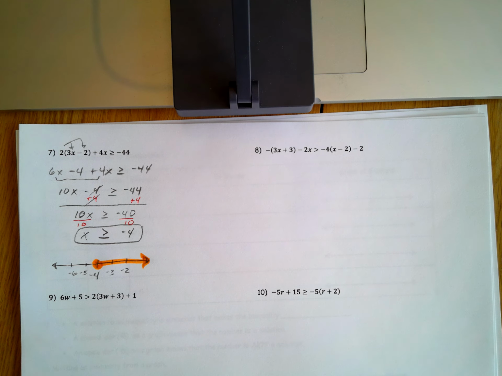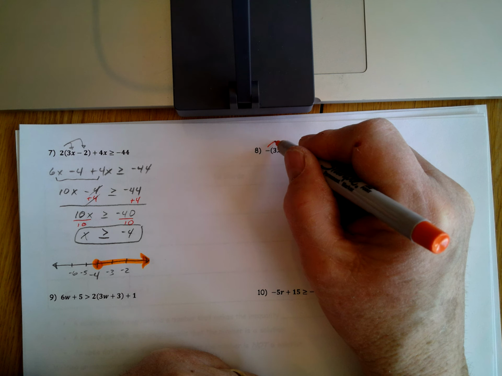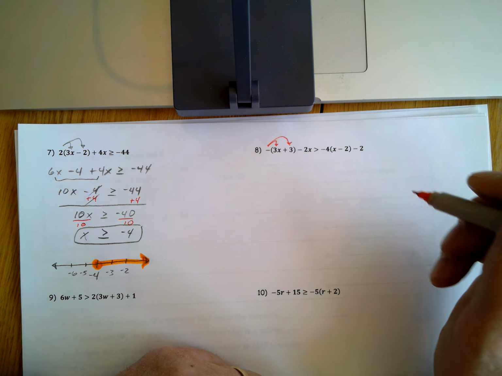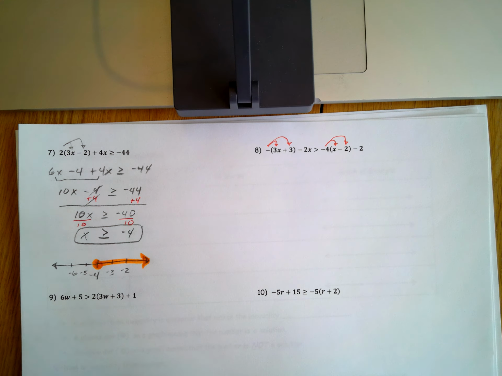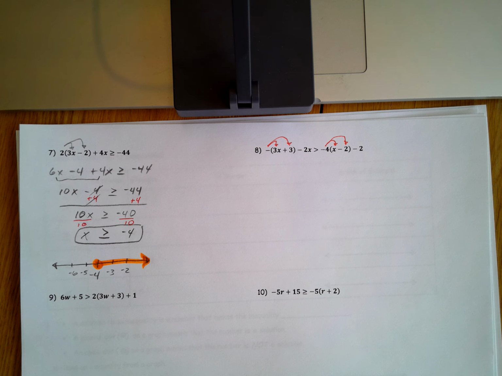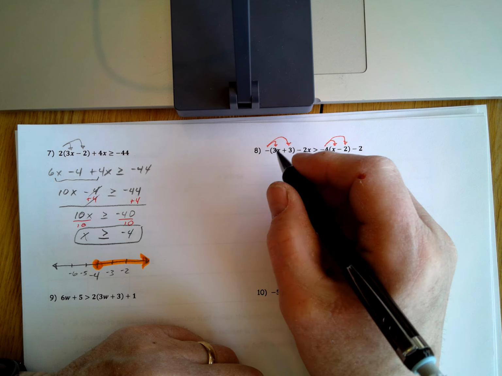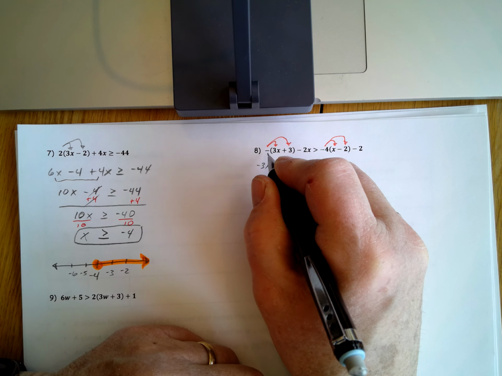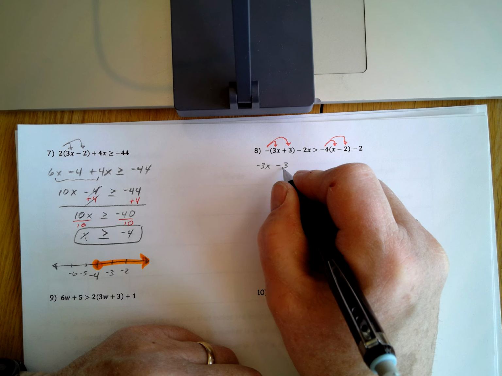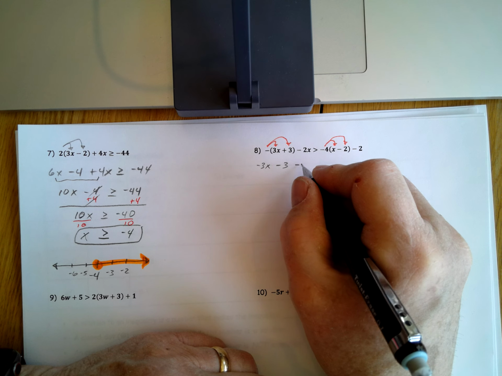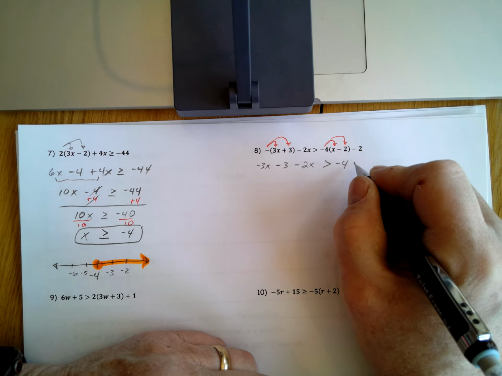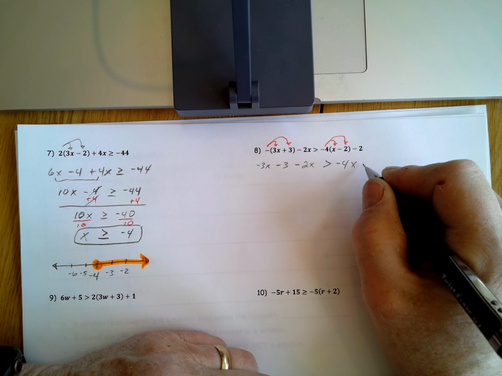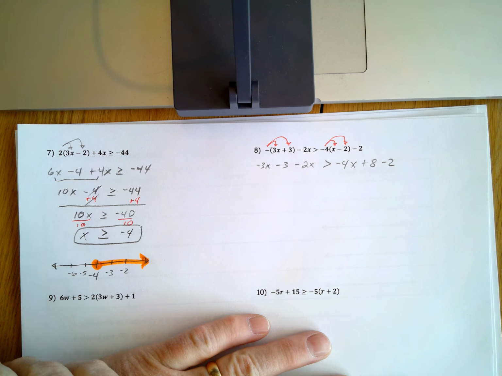Okay? Using color and everything. This negative sign has to be distributed through the parentheses. This negative 4 has to be distributed through the parentheses. That in mind, let's perform that move. Minus 1 times 3x is minus 3x. Minus 1 times plus 3 is minus 3. And then I have a minus 2x is greater than negative 4x. Negative times negative is a positive, plus 8, minus 2.